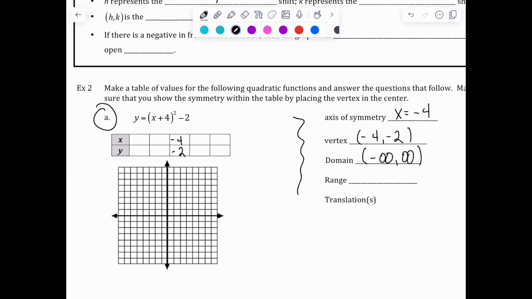That we haven't really talked about. Okay, so when you're making a table of values here, what I recommend is putting your vertex in the middle. Okay, once you have that, what I do is I go up 1, up 2 on this side, and then I go, well, that's technically down. Down 1, down 2 on that side, and then I go up 1, up 2 on that side.